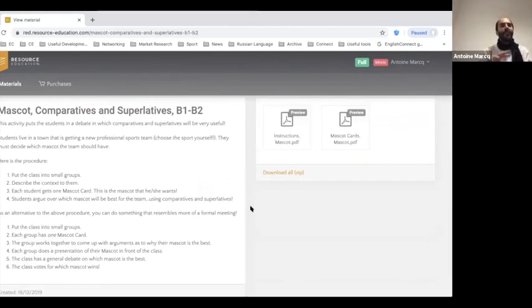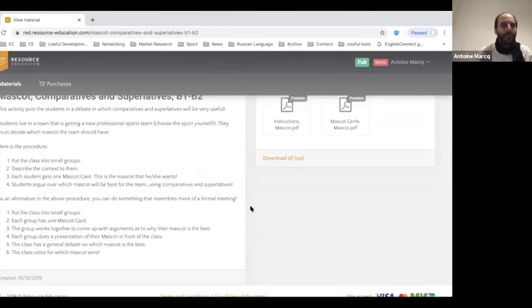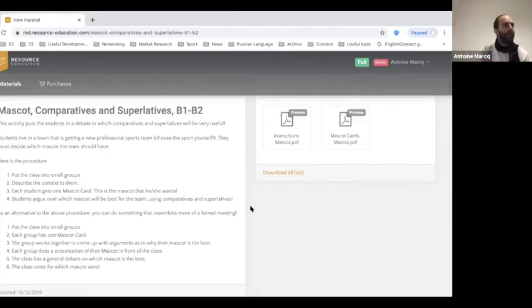So this is going to be a very simple little debate in which comparatives and superlatives are useful because students are going to have to pick a mascot. Let's make it as simple as that. They live in a town that is getting a new professional sports team. So you can choose a sport yourself, just based on what your students like. Again, flexibility is one of teachers' best friends for sure.